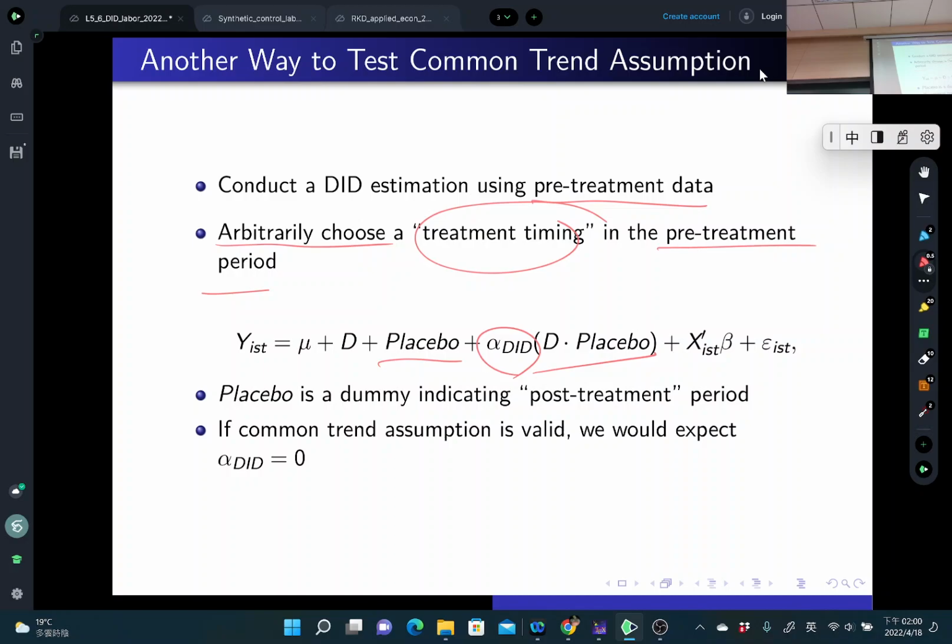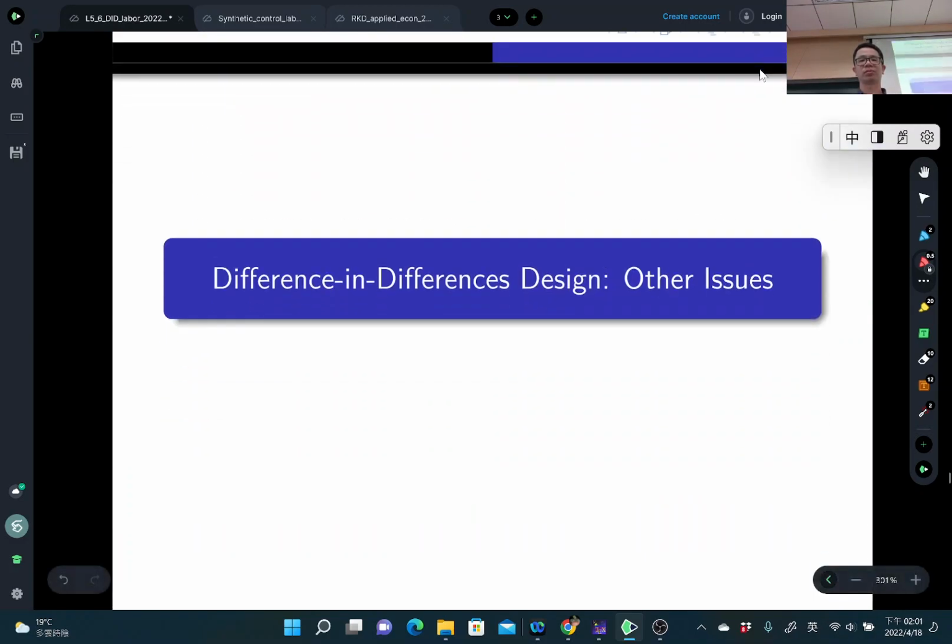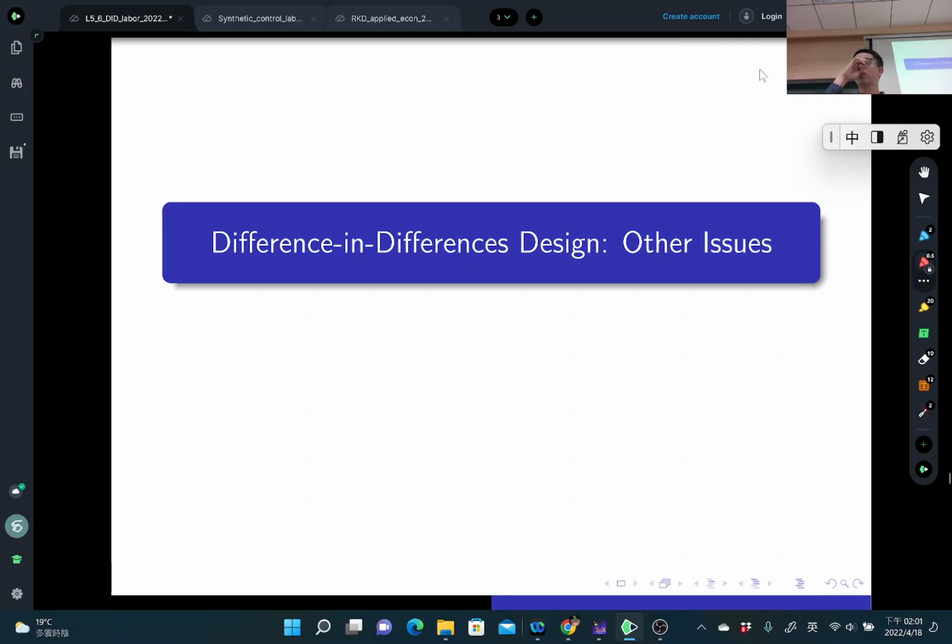So that means before treatment happened, the difference in outcome between the treatment group and control group is very similar over time. Okay. So that's another way to test the common trend assumption. Okay. So any questions on this?